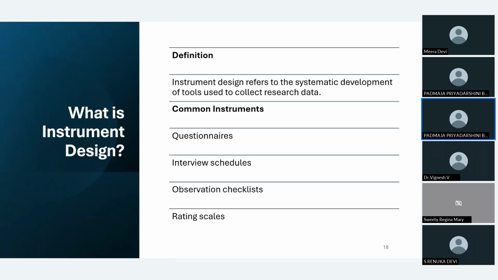So instrument design: after formulating the hypothesis, we start creating a questionnaire or an interview schedule based on which we are going to collect the data, and we are going to prove the entire research or assumption. Whatever model we have conceived, we are going to figure out and prove the conceptual model.